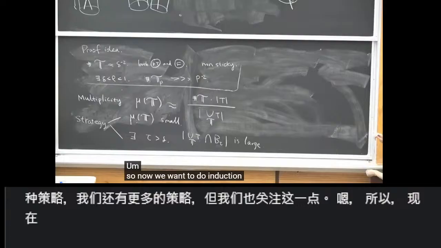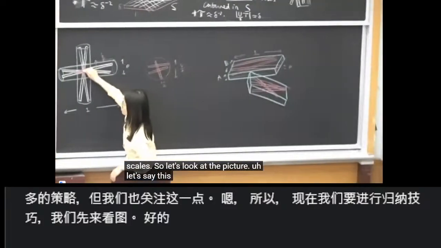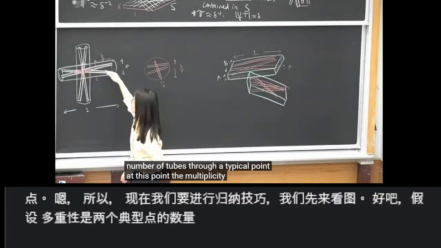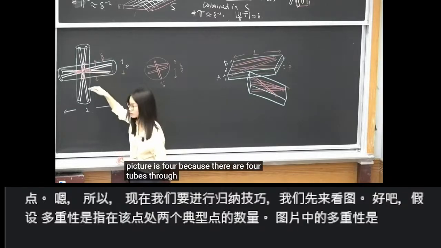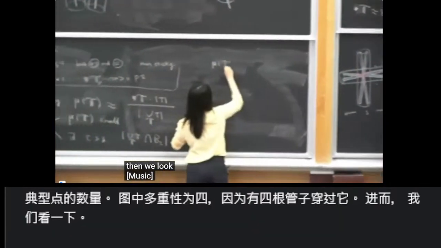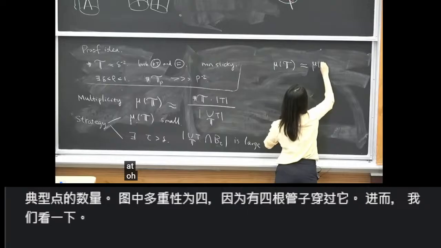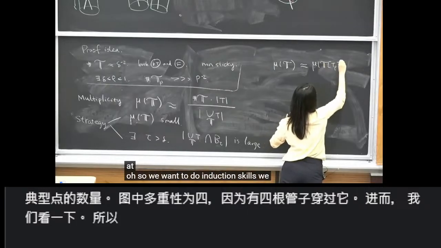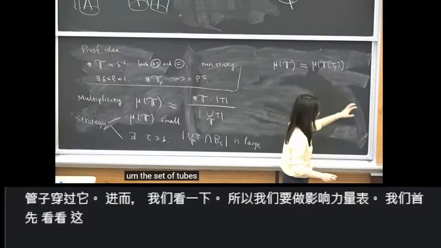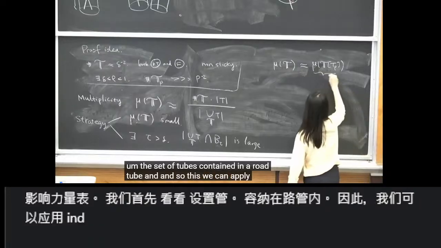Now we want to do induction on scales. So let's look at the picture. Let's say this multiplicity is the number of tubes through a typical point. At this point, the multiplicity in the picture is 4 because there are 4 tubes through it. And then we first look at the set of tubes contained in a rho tube. And so this we can apply induction.